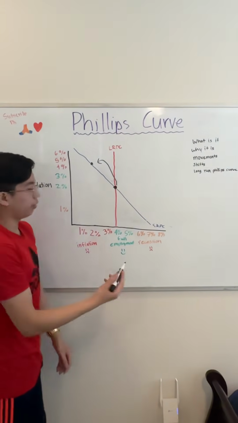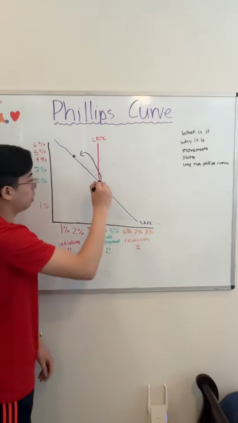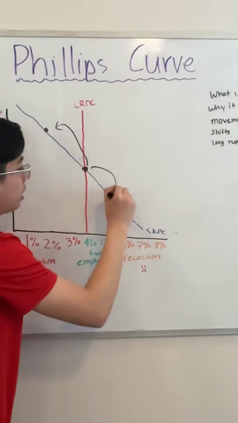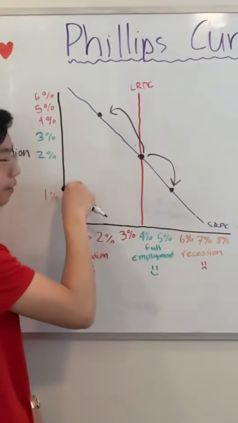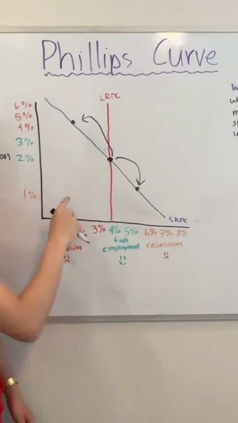Now let's say there's a reduction of aggregate demand. This will lead to a recessionary gap. At this point, there is higher unemployment but less inflation because fewer people have jobs.